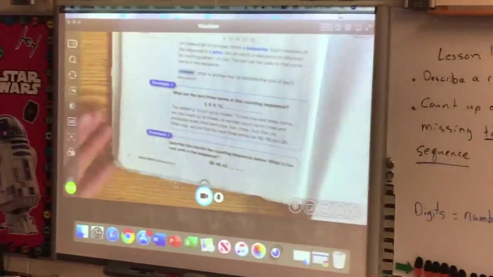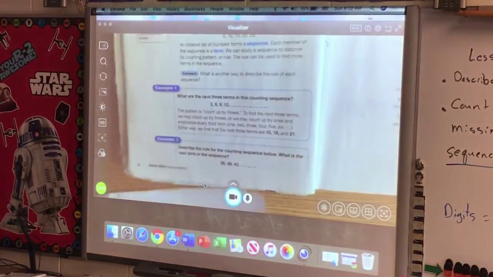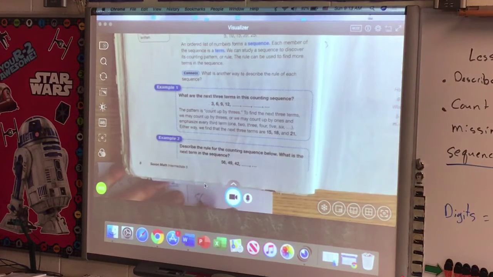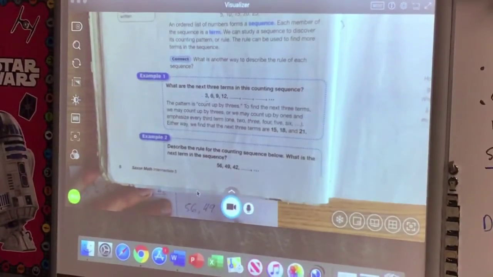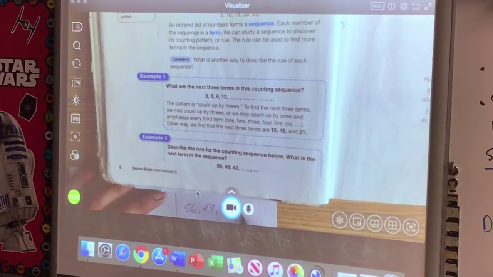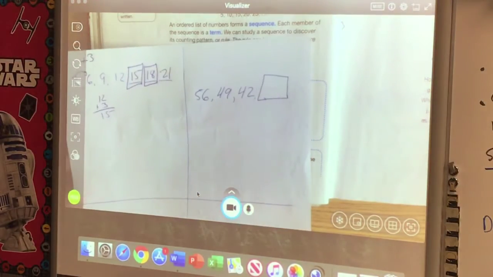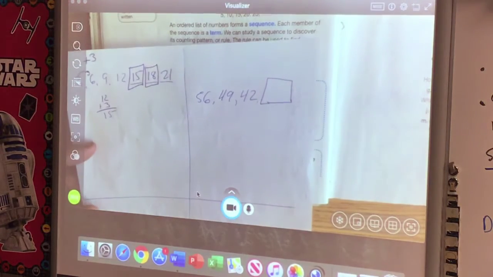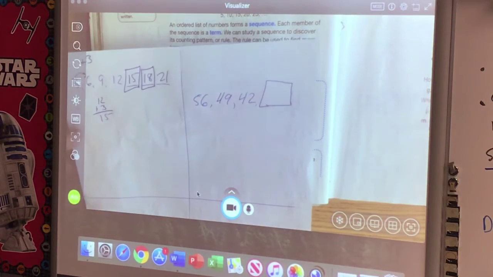Example number 2 is at the bottom of my page. We got 56, 49, 42. And notice on this one, they're just asking you for 1. Sometimes they ask you for 3. Sometimes they ask you for the rule. Sometimes they ask you for 1. I ask myself the question.